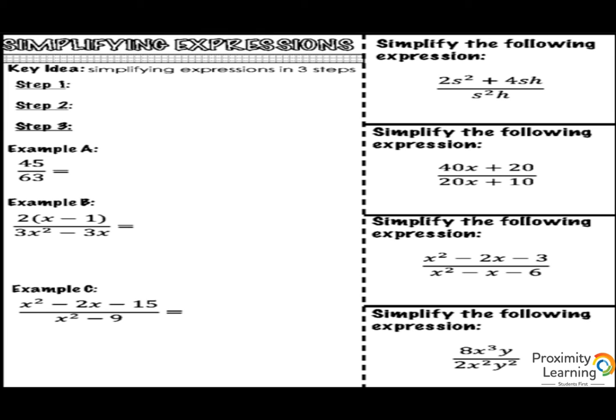So when we are simplifying expressions, there are three simple steps. The first step that we are going to do is factor either the numerator, the denominator, or both. So we are going to factor the numerator and/or denominator. That's the first thing we're going to do.